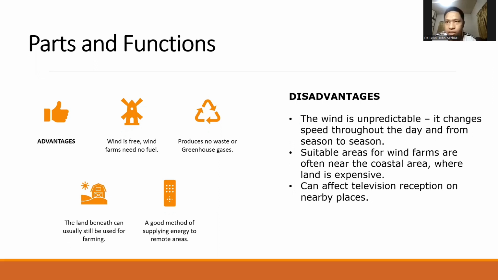Disadvantages naman niya is the wind is unpredictable. So, di mo masabi kung lalakas ba o hihina, mahirap i-predict. Suitable areas for wind farms are often near the coastal area where land is expensive. So, magastos, tsaka kailangan pipili ka lagi ng mga nasa coastal area. Can affect television reception on nearby places. So, nakaka-affect din sa mga TV. Okay, next.